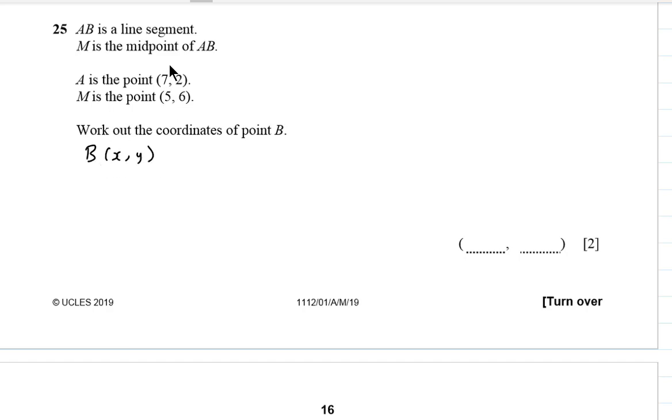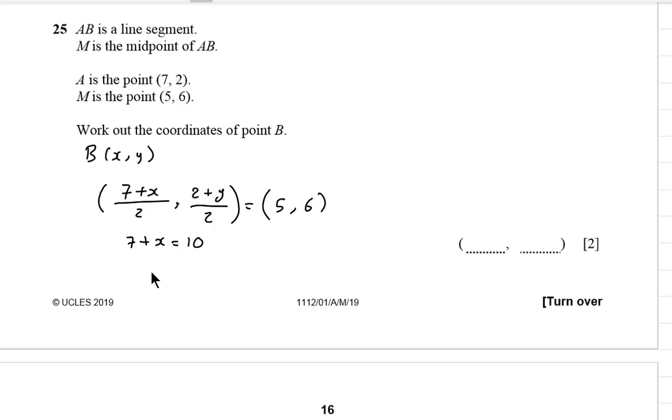Okay, how we can get the midpoint between A and B? We should make the following: 7 plus x all over 2 and 2 plus y all over 2, like this. This should be equal to what? Equal to the coordinates of the point M, which is already given, 5 and 6. So we can equate each coordinate to the corresponding one. 7 plus x over 2 is equal to 5, or we can write as 10. If you multiply 5 times 2, right? So x should be what? X should be 10 minus 7, which is 3.